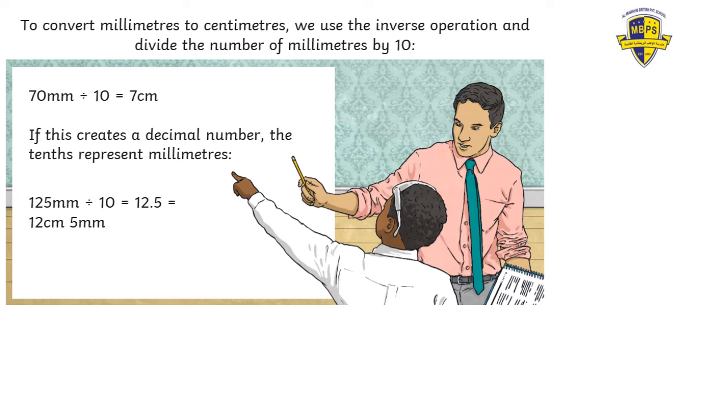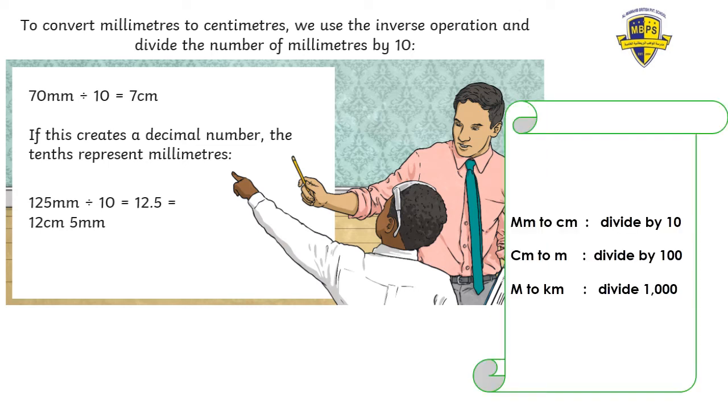So now we can take this as a rule. Always when we want to convert from a small unit to a big one, we divide. From millimeter to centimeter, divide by 10. From centimeter to meter, we divide by 100. From meter to kilometer, we divide by 1000.